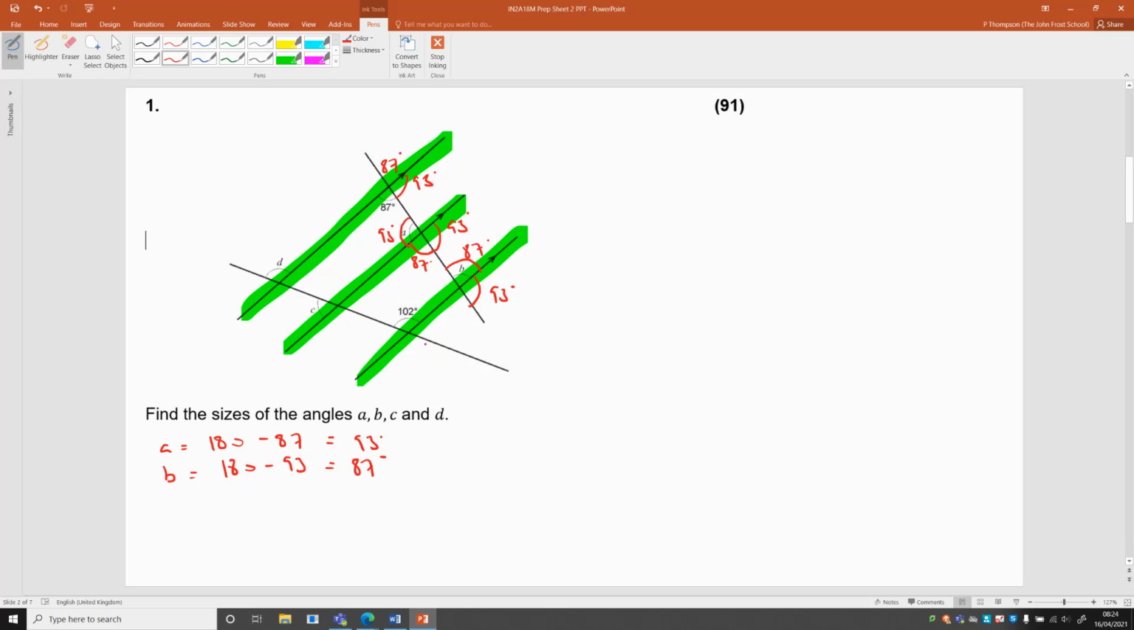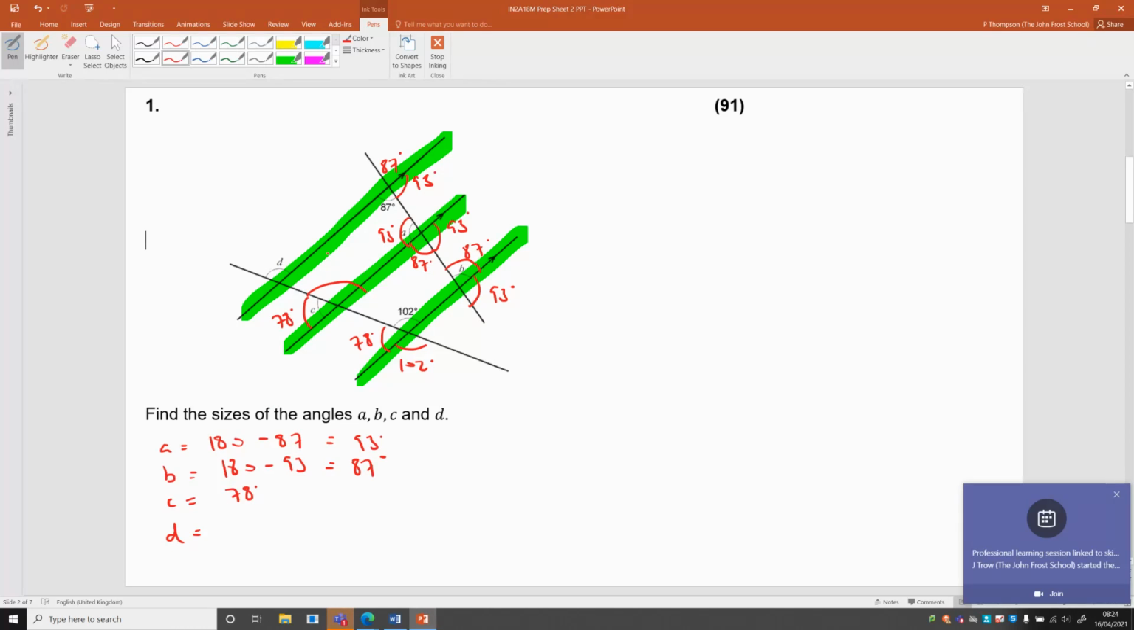Now let's do C and D. Well, that's 102 because it's opposite. This is 78 because it makes a straight line. I see, pardon the pun, that C is also 78 because it's corresponding. And then D should be quite easy, shouldn't it? This one here by C is going to be 102 because it makes a half turn, and D corresponds to 102. All right, so that's parallel lines. Job done. Quite easy, I think.